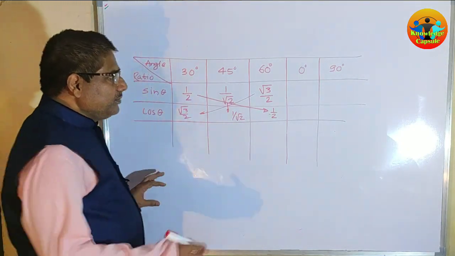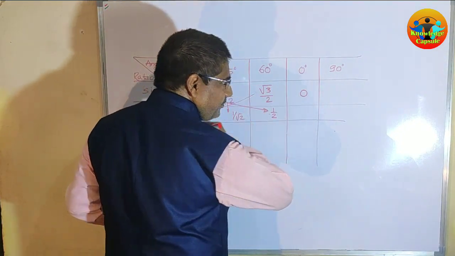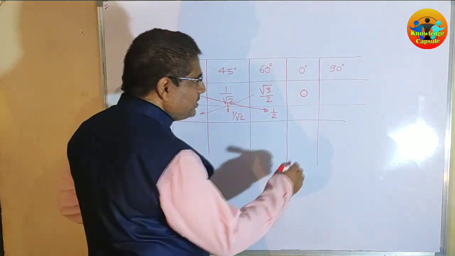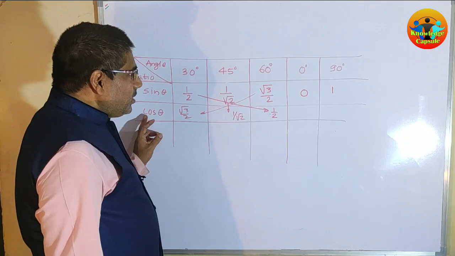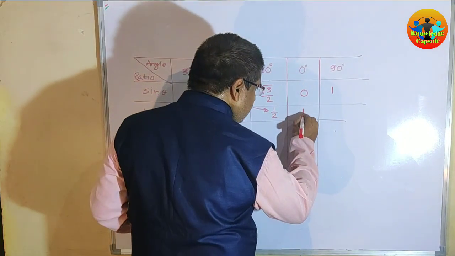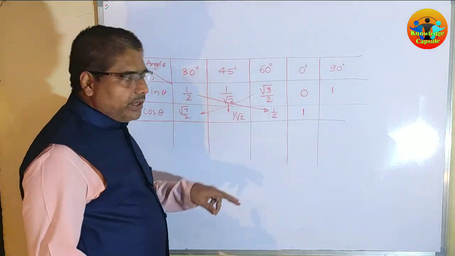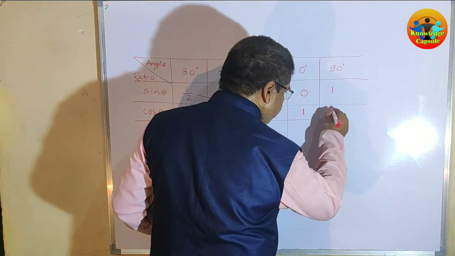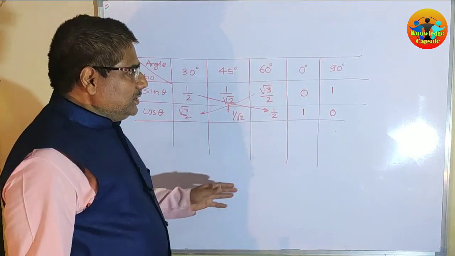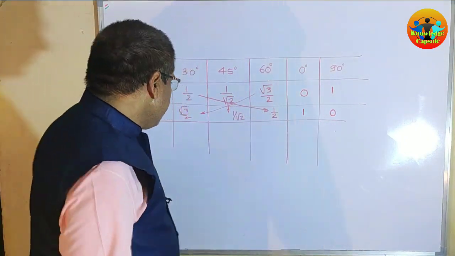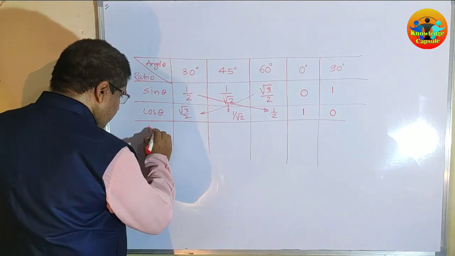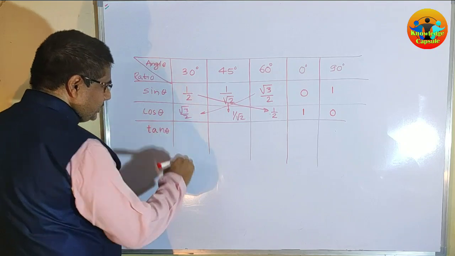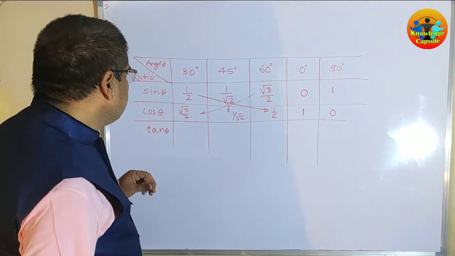Now sin 0 value is 0 and sin 90 value is 1. Cos 0 value is 1 and cos 90 value is 0. The reason we will discuss. Before that, we will talk about this tan theta ratio values.